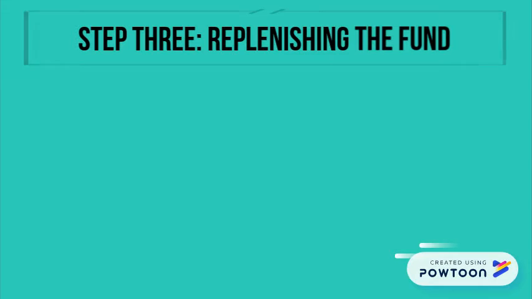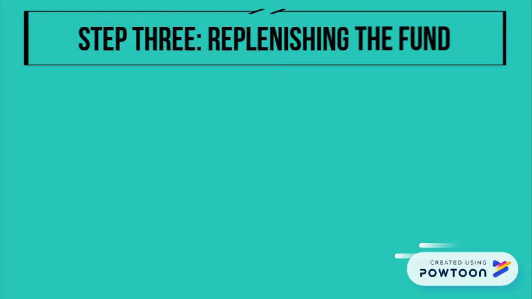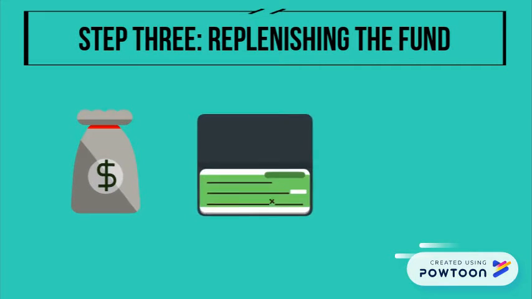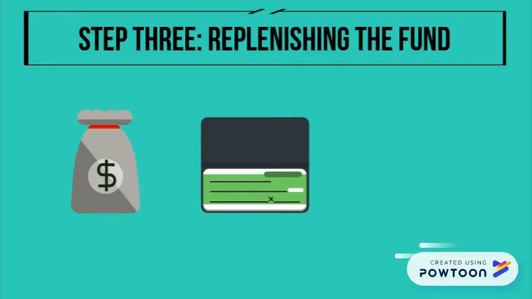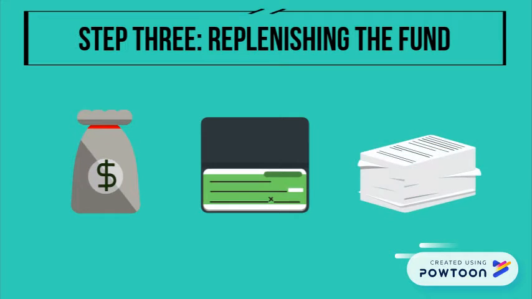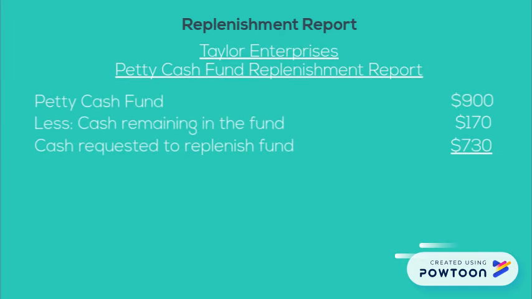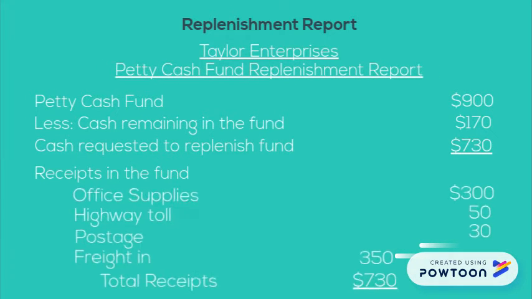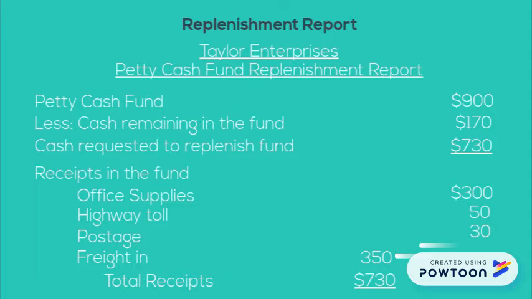Step 3. Replenishing the fund. As the cash in the fund decreases, the fund must be replenished. To do so, the remaining cash in the fund is counted, and the company cashes a check for the amount that brings the total cash in the fund back to the original balance. The receipts in the fund are then used as documentation for recording expenses. To illustrate, suppose that on the 31st of April, Lucy examines the petty cash fund and prepares the following report.